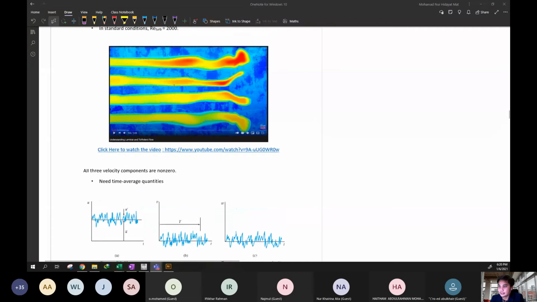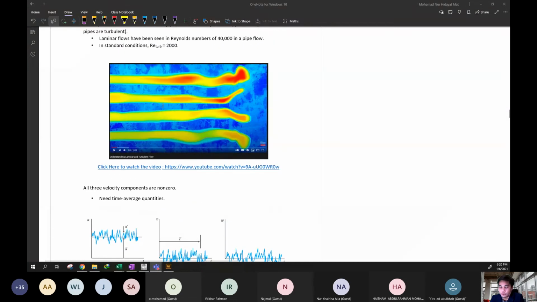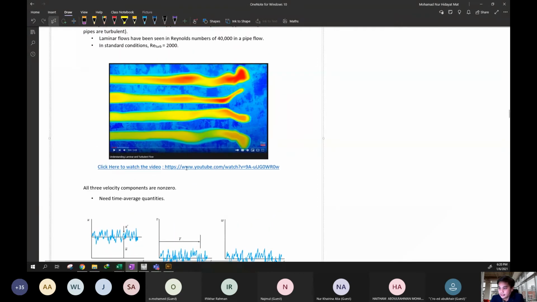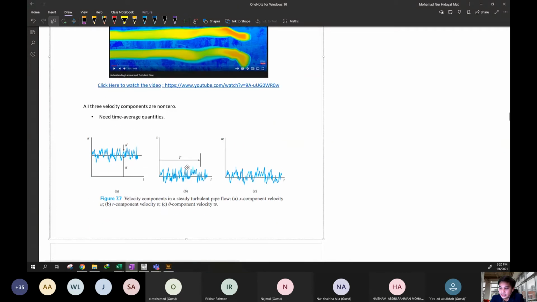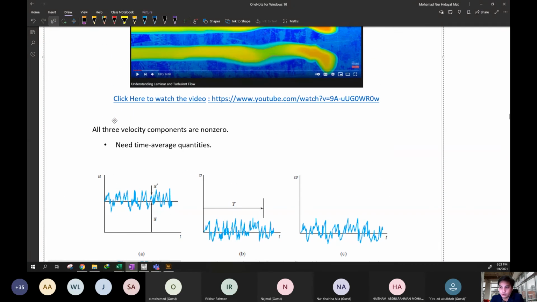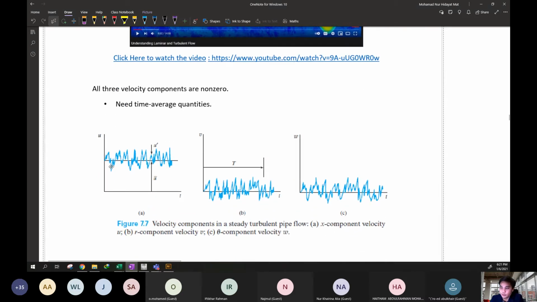In order for you to understand more the difference between laminar and turbulent flow, you can watch this video. It explains clearly what laminar and turbulent flow are. Simply, turbulent flow is a chaotic, disorderly flow. When we talk about flow, we normally express it in terms of velocity. The velocity in the X, Y, and Z direction would be like this.